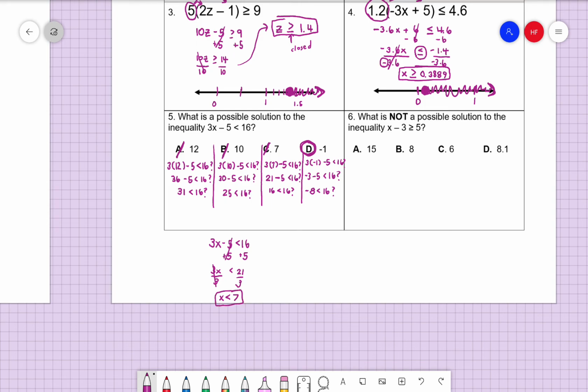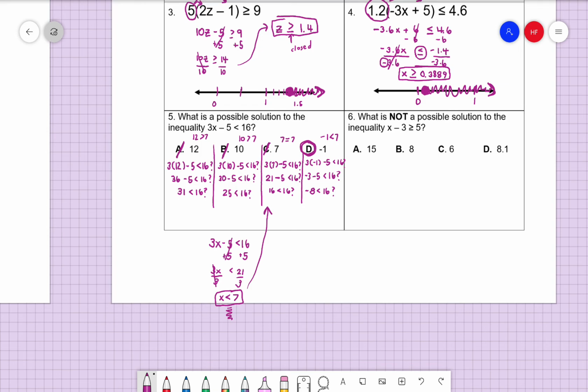So any of our answer choices would have to fall under x is less than 7. This does not work because x would have to be less than, not less than or equal to. So we see that 12 is greater than 7. 10 is greater than 7. 7 equals 7. And negative 1 is less than 7. So the only one that makes sense is D.